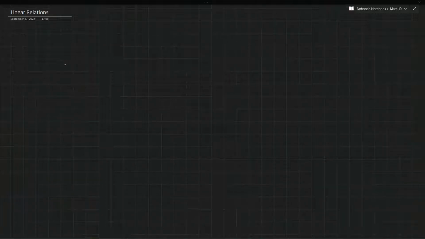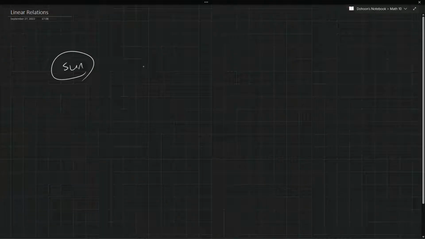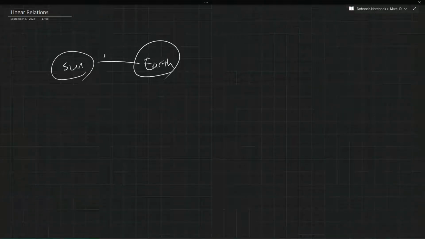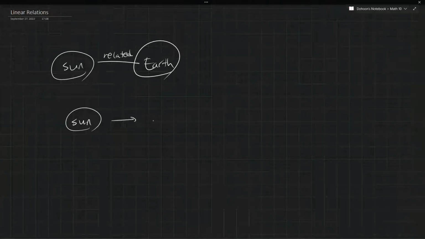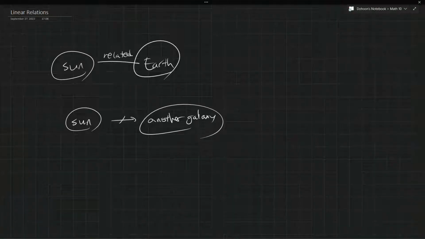For example, the sun and the earth. They're related. They affect each other. Right? The sun gives us the energy. However, the sun and probably another galaxy has probably no relationship. They're too far away to affect each other.